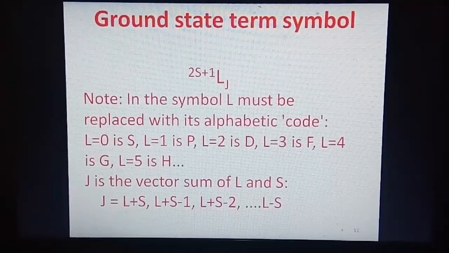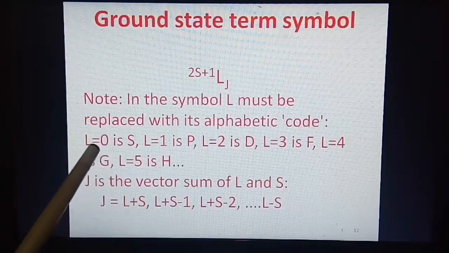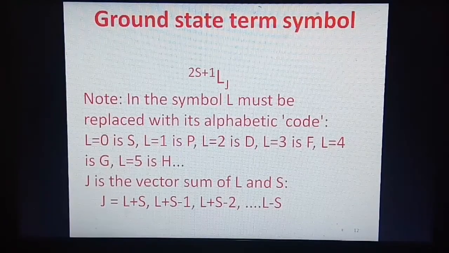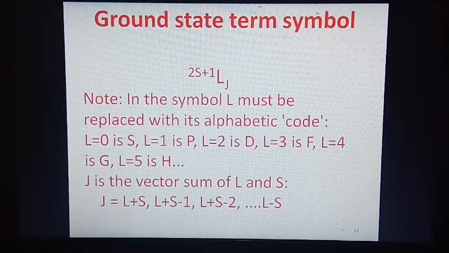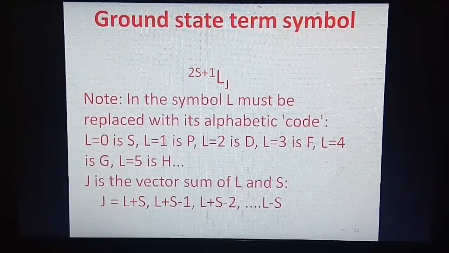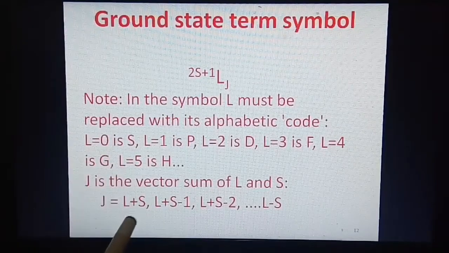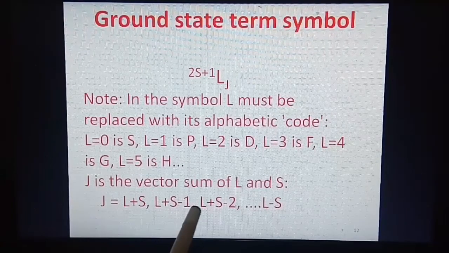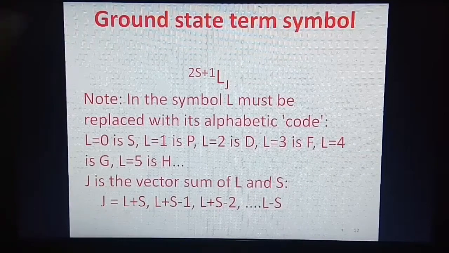Note that in the symbol, L must be replaced with its alphabetical code. That is, if L is equal to 0, it is S. If L is equal to 1, it is P. L equal to 2 is D. L equal to 3 is F. L equal to 4 is G. L equal to 5 is H. J is the vector sum of L and S. That is, J takes the values from L plus S, L plus S minus 1, L plus S minus 2, and so on, down to the last value, L minus S.